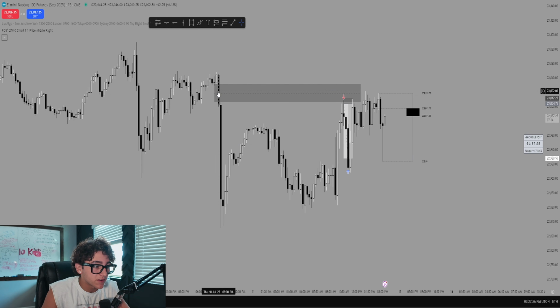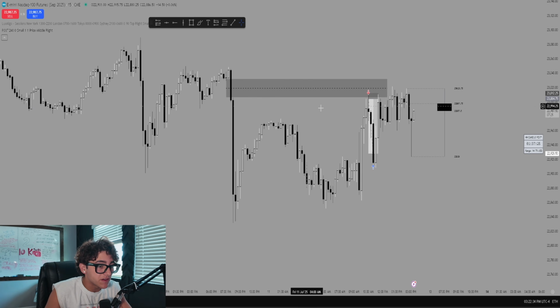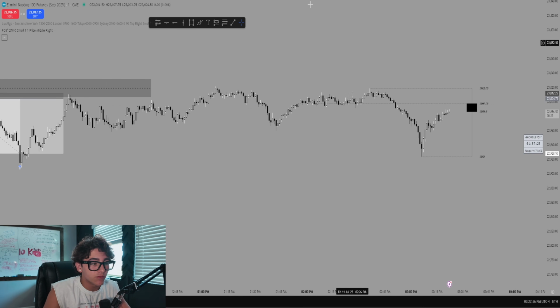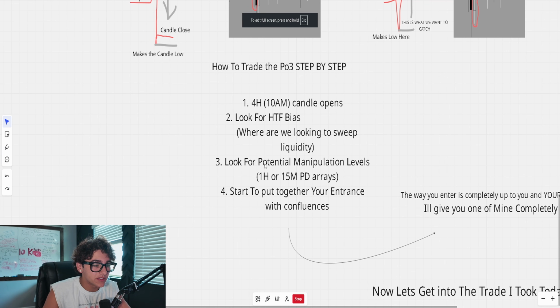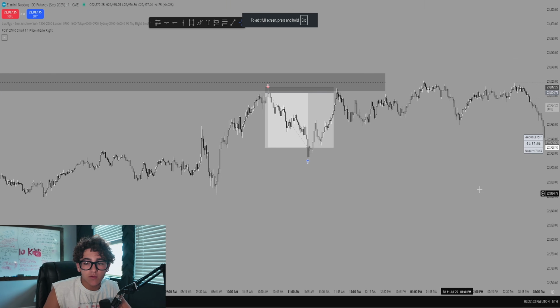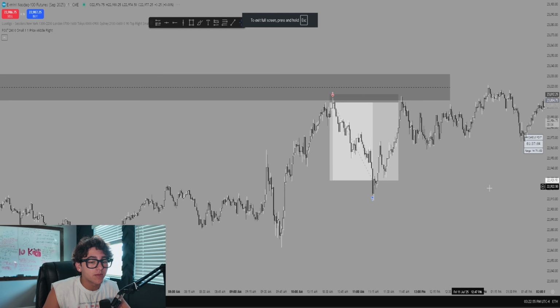The first presented fair value gap is this 15-minute right here. That's where I'm saying that we're most likely to end up rejecting from. So we ended up finding our entry near that 15-minute. That was the first thing that we needed to see, which crosses off one of our steps. Now, one of our steps is to look for potential manipulation levels, 1-hour or 15-minute PD arrays. And in this case, what we saw was the 15-minute PD array that we ended up using for this trade.